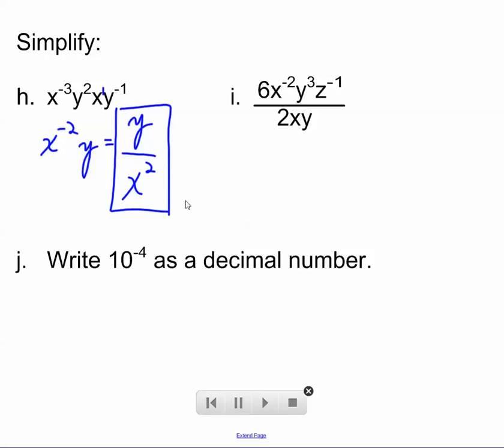That is simplified. It is simplified when we have all positive exponents and you've done all the multiplication that you can do. So we should only have one x appearing and one y appearing, and then we do. All right, so the next one.